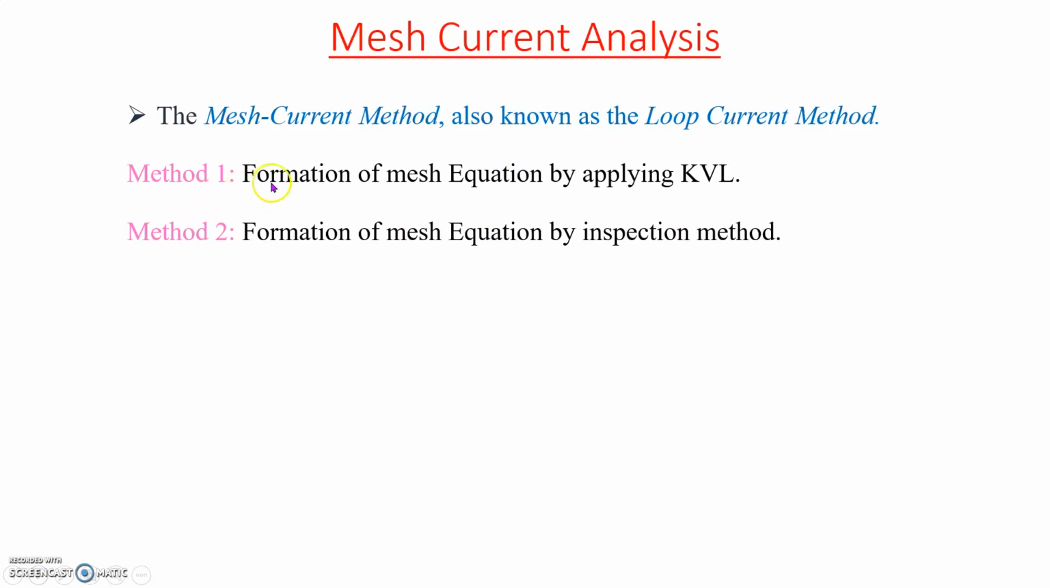Method 1: forming mesh equations by applying Kirchhoff's voltage law. So, what is Kirchhoff's voltage law? In a closed circuit, the algebraic sum of potential rise is equal to the algebraic sum of potential drop. Method 2: forming mesh equations by the inspection method.